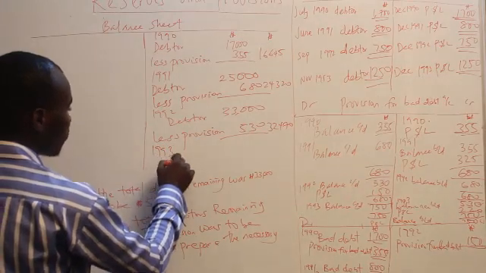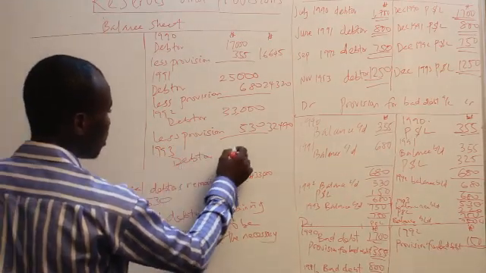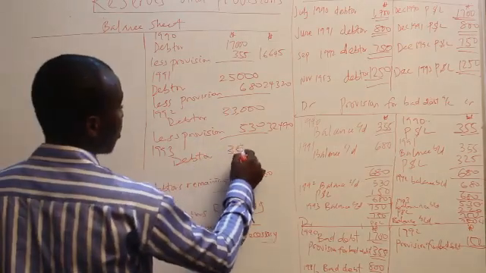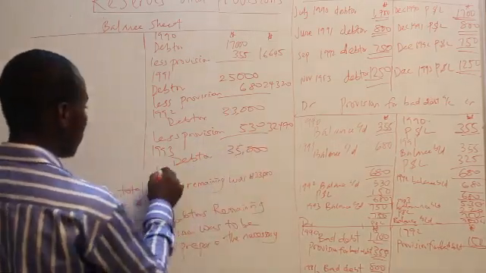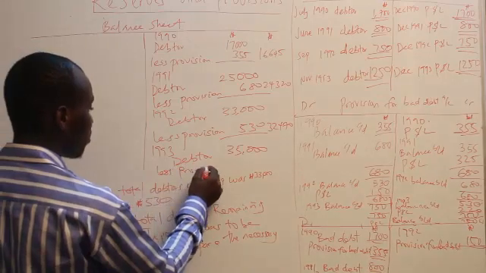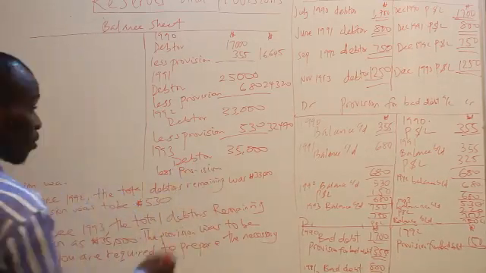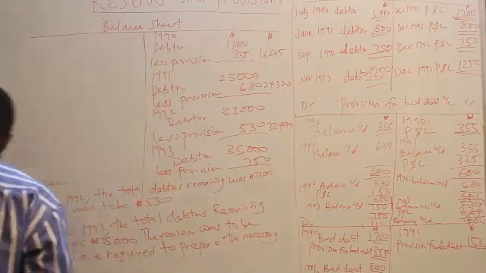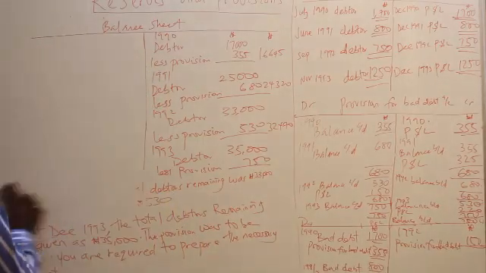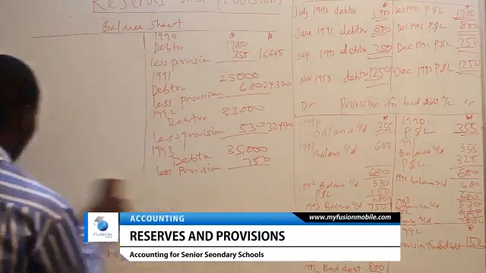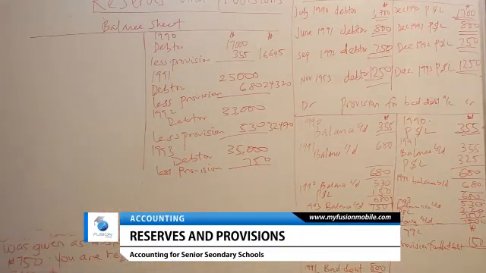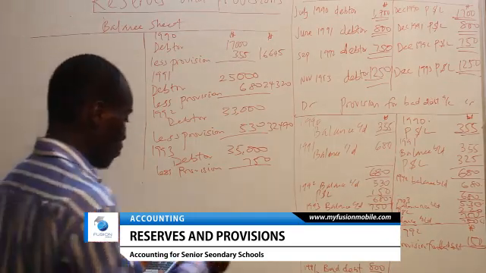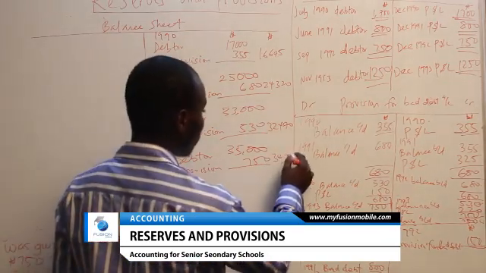So balance of debtor in 1993 was 35,000, and we are asked to make provision, less provision in that period, and that provision then was 750. So we have to less that to give us the remaining balance of the debtors in that period. So we have 35,000 minus 750. We have 34,250.